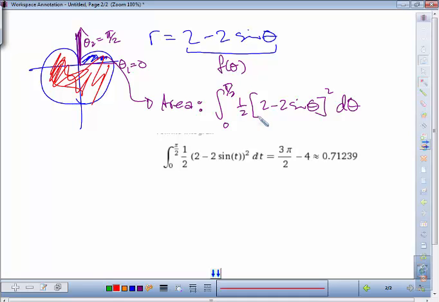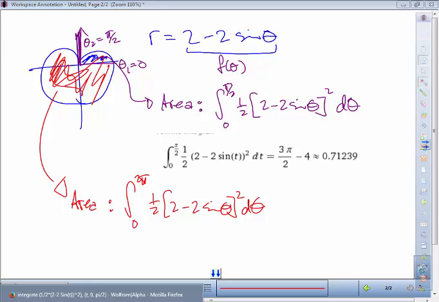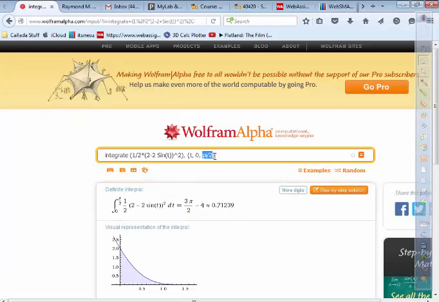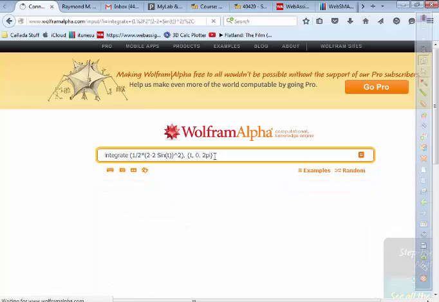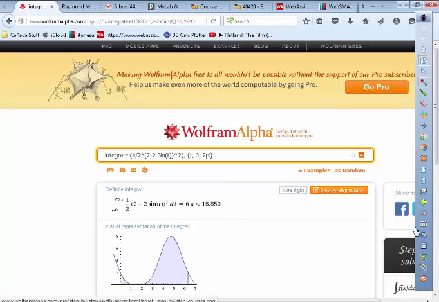So it's the same thing, except you're going to take the integral from 0 to 2 pi. So let's figure that out. So the area of the whole thing is going to be the integral from 0 to 2 pi of that very same function that we just integrated. So let's go back to Wolfram, and all I have to do is change the limits because I still have this information here. I'm just going to go from 0 to 2 pi. And then it's 18. It's 6 pi. Whoa.